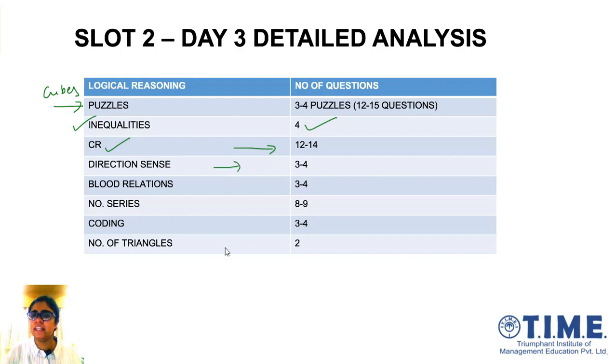Direction sense, standalone questions थे. Direction sense के 3 से 4 questions थे. They were easy. Blood relations was also easy, not very, very difficult. It was pretty manageable and within a minute you could manage each of the questions.